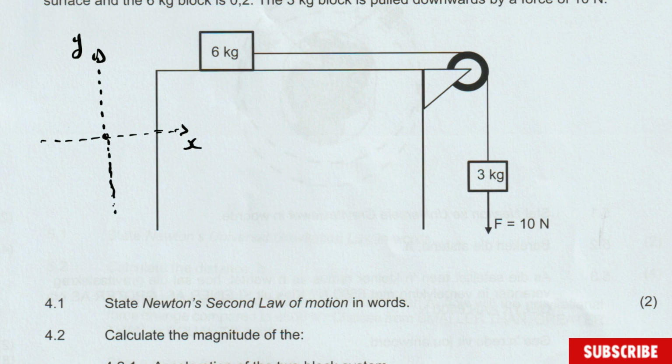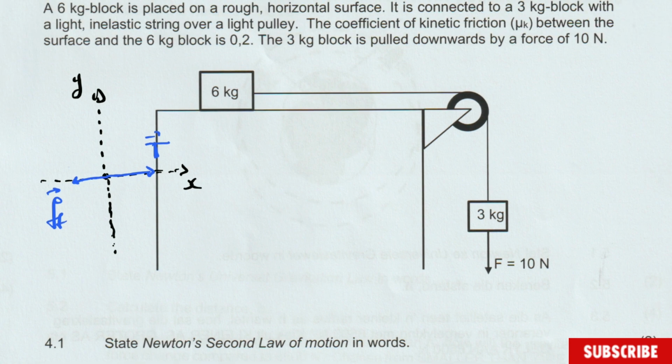So the forces acting on this 6 kilogram block are the tension to the right, that is T here. The tension to the right. There is frictional force backward, in the opposite direction of motion, the question says there is a coefficient of kinetic friction. There it is. There is a normal force acting on the block, and there is weight acting on that block. Okay, so these are the forces acting on the 6 kilogram block.